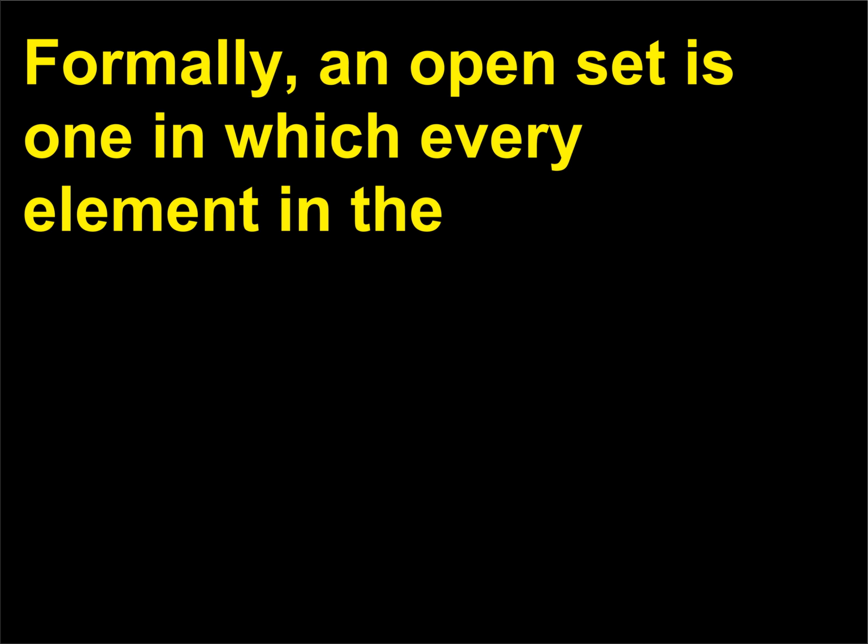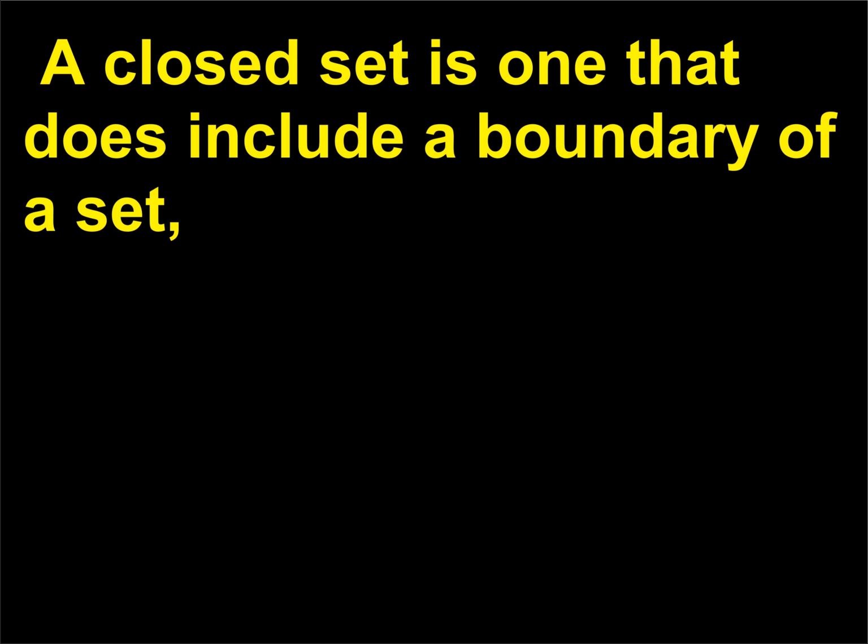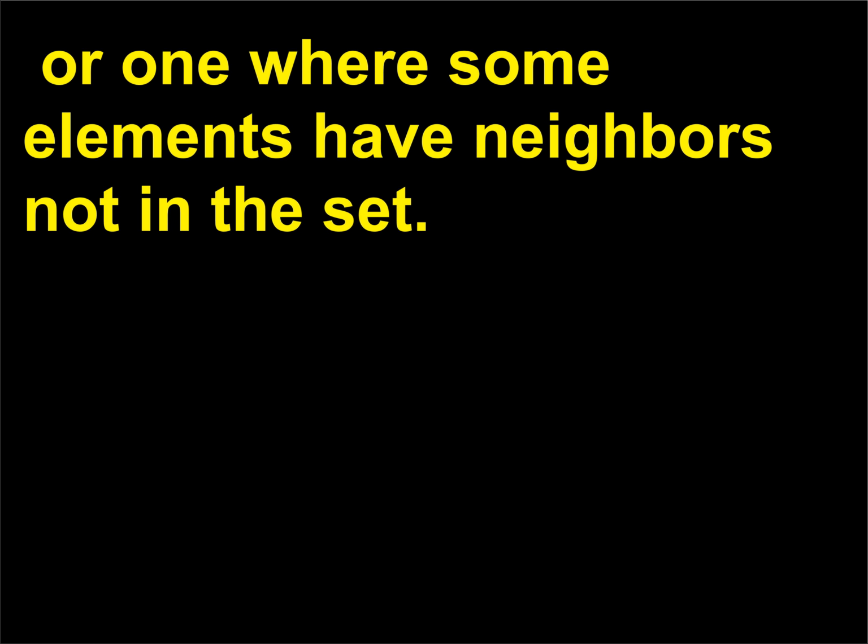Formally, an open set is one in which every element in the set has a neighbor in the set, or does not include its boundary. A closed set is one that does include a boundary of a set, or one where some elements have neighbors not in the set.